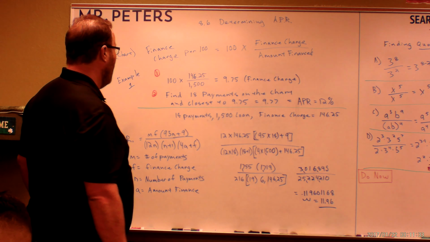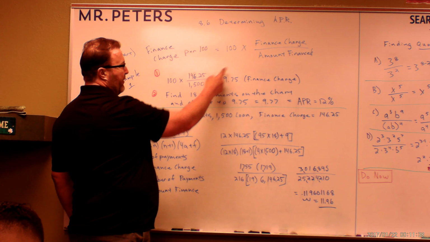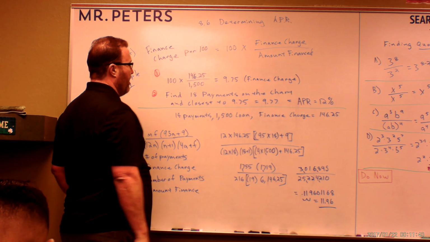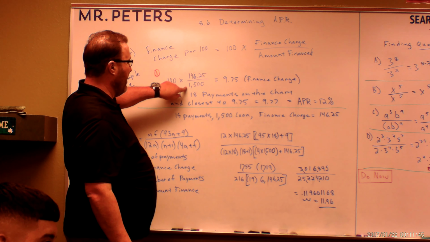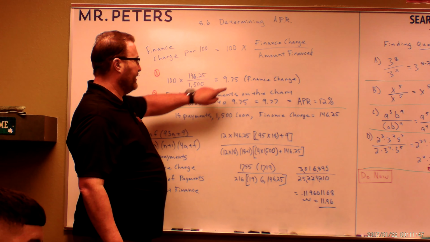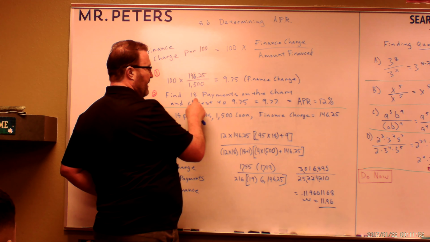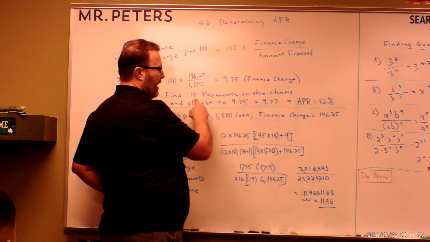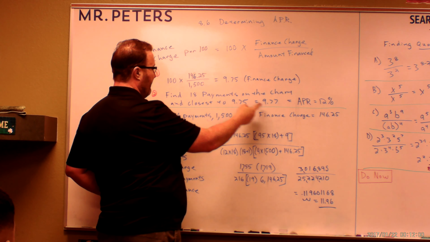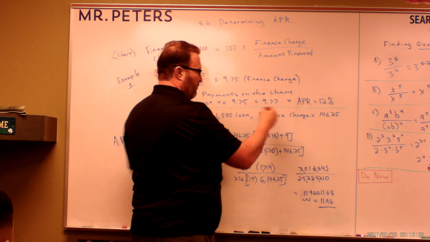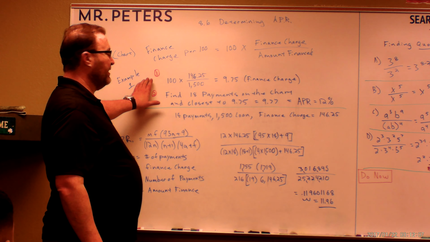So let's go through this again. It's the finance charge divided by 1,500, the amount borrowed. The amount financed goes on the bottom. So you multiply 100 times the finance charge, 146.25, divided by the loan, 1,500, you get 9.75. This tells you what the finance charge is, so you can take this and the 18 payments and go to the table, okay? So it's 9.77, there isn't a 9.75. Look for 18 payments where those numbers meet, the APR is 12%. Okay, so this is the table method.